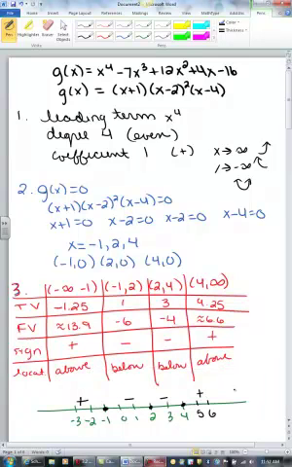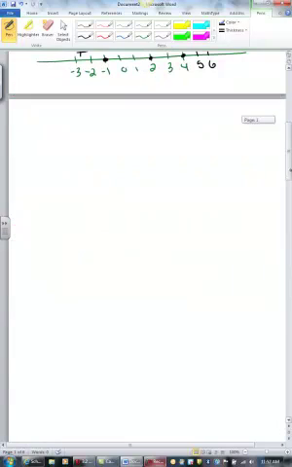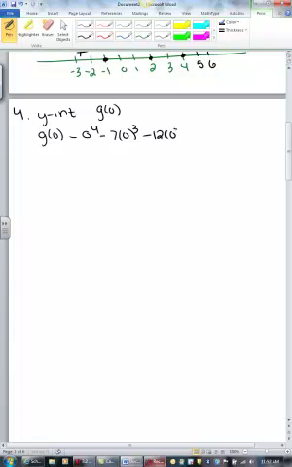Okay, so what we're going to do from there is determine that y-intercept. And we know we find the y-intercept by plugging 0 in for x. We're finding g of 0. So g of 0 equals 0 to the 4th minus 7 times 0 cubed plus 12 times 0 squared minus 16. That gives us a value of -16. Okay, so our y-intercept is (0, -16).